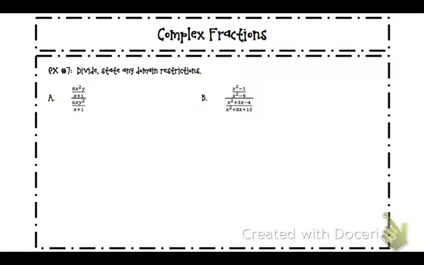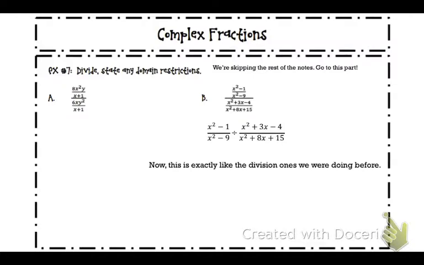So complex fractions, these are essentially the same thing as dividing. So if you have x squared minus 1 over x squared minus 9 divided by x squared plus 3x minus 4 over x squared plus 8x plus 15, that's the same thing as just dividing, so you just do it the same exact way. I'll go over that more in class because I don't want to make this more than 15 minutes. So just flip the second fraction and treat it like multiplication.